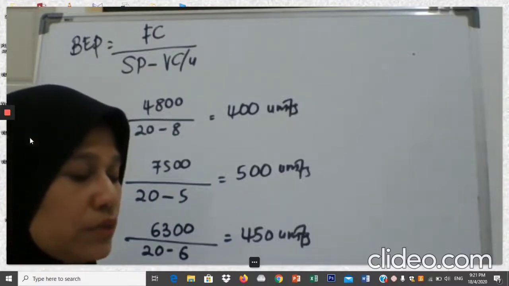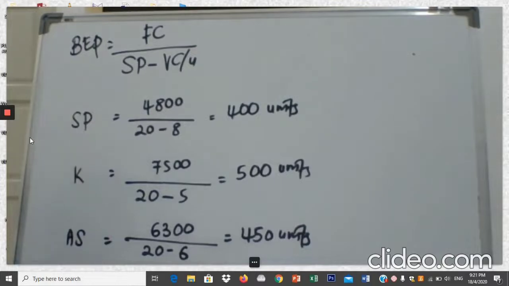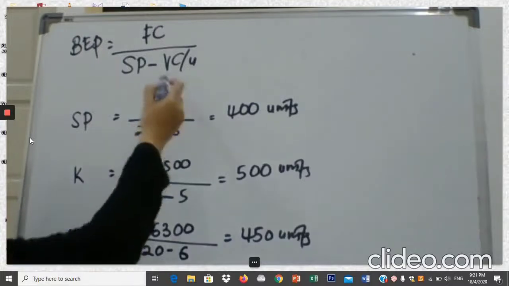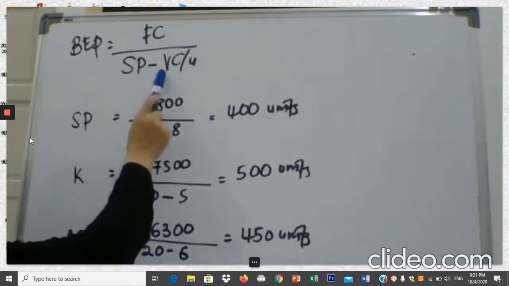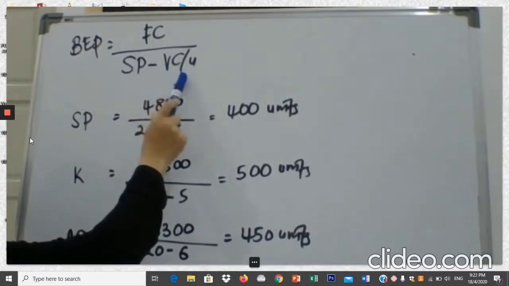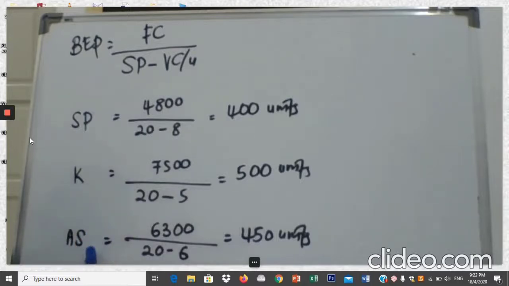Now we are going to use the equation for break-even point analysis. The formula is given in your textbook, this is the one. Break-even point is the fixed cost divided by selling price minus variable cost per unit. What you do is you calculate the break-even point for all the locations given. You just pick the information given in the question and put it in the formula.